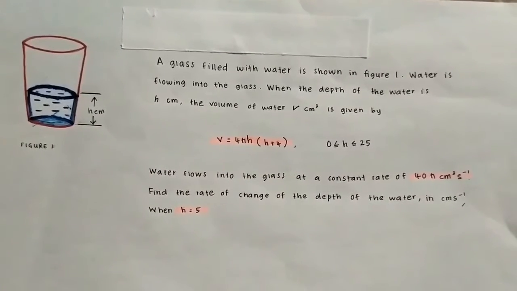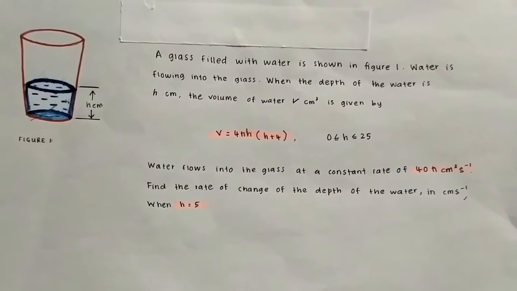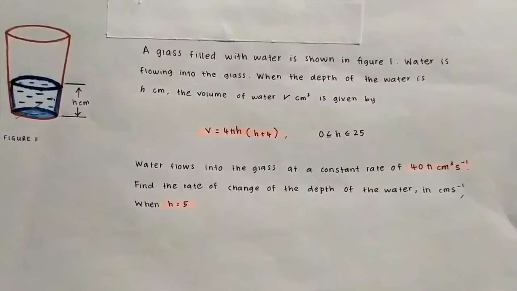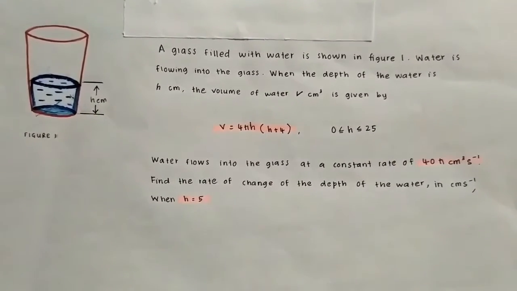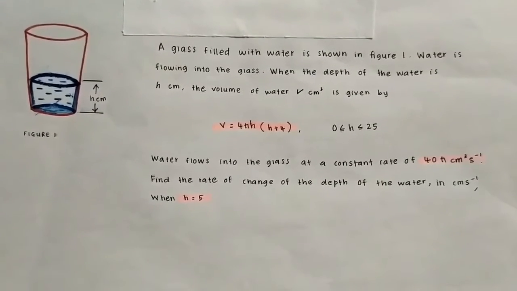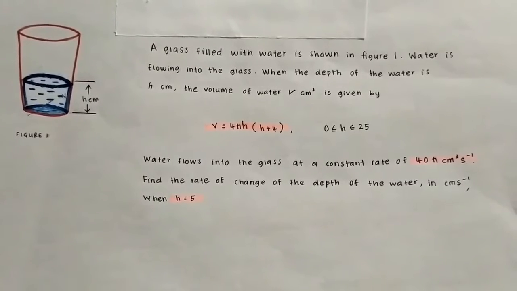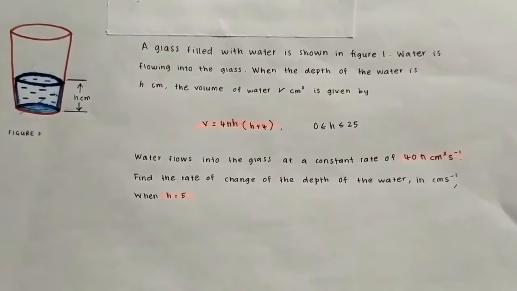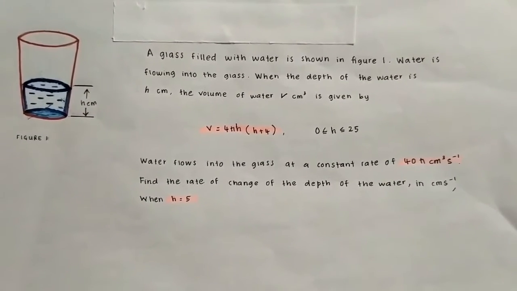A glass filled with water is shown in figure 1. Water is flowing into the glass. When the depth of the water is h cm, the volume of water V cm cubed is given by V equals 4 pi h (h plus 4). Water flows into the glass at a constant rate of 40 pi cm cubed per second. Find the rate of change of the depth of the water in cm per second when h is 5.